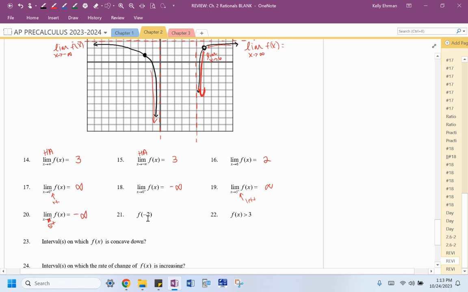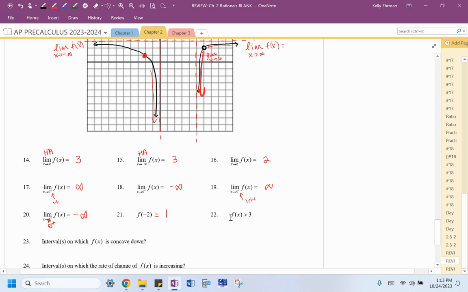f of negative 2, what does this mean? This is saying when x is negative 2, what is f of x? Pen just stopped working. This answer is 1 because f of negative 2, right there, is equal to 1.